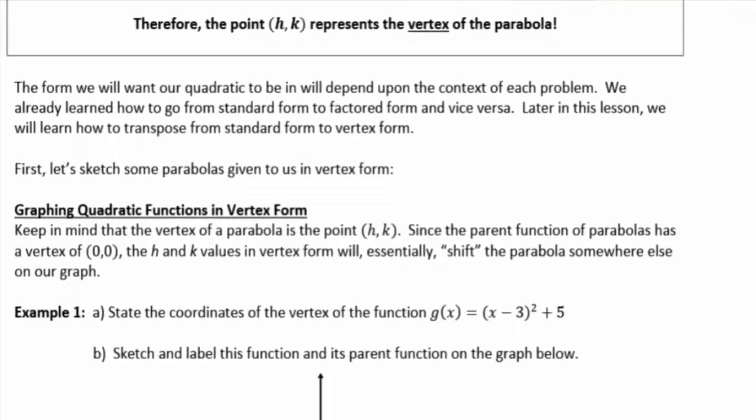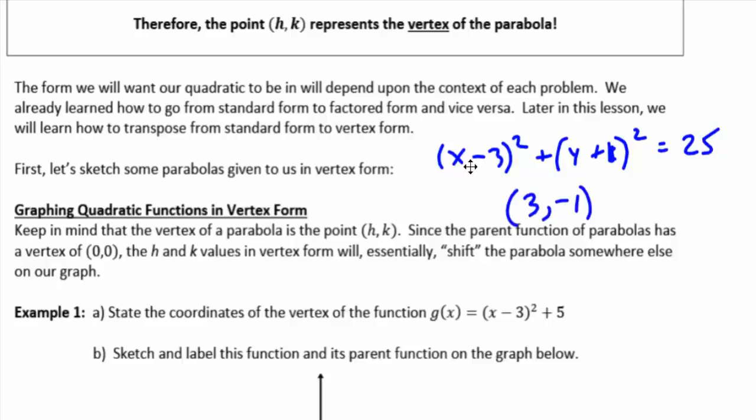The h value, remember what is x, real quick, let's go back to the circle equation again. If it was, and this is kind of off topic, don't write this down, if a circle was x minus 3 squared plus y plus 1 squared equals 25, you would say that the h, k was 3, negative 1. Because it's x minus h, so the h value had to be positive 3.